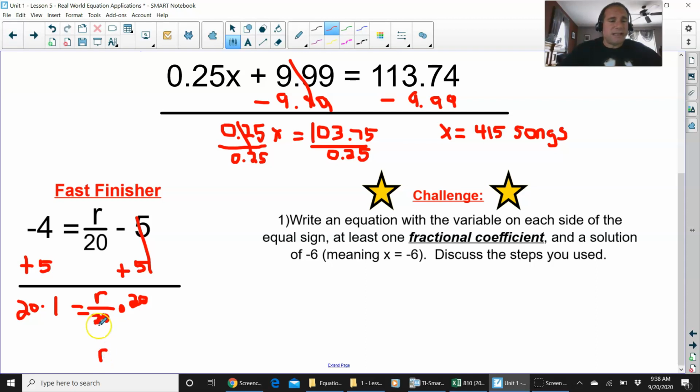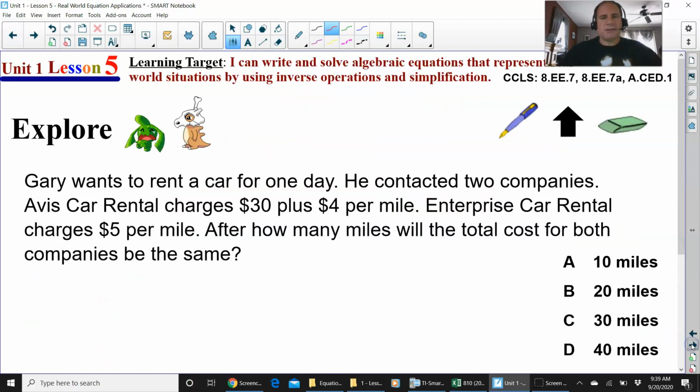The 20s cancel out. This 20 cancels, this 20 cancels. The R comes down. 20 times 1 is 20, and you are finished with that problem. All right, hopefully you did get that. Very easy. I just wanted to get you working with fractions and stuff like that. So we're skipping that challenge.